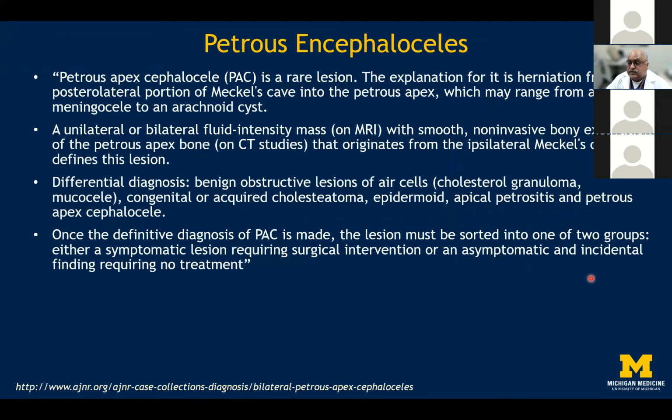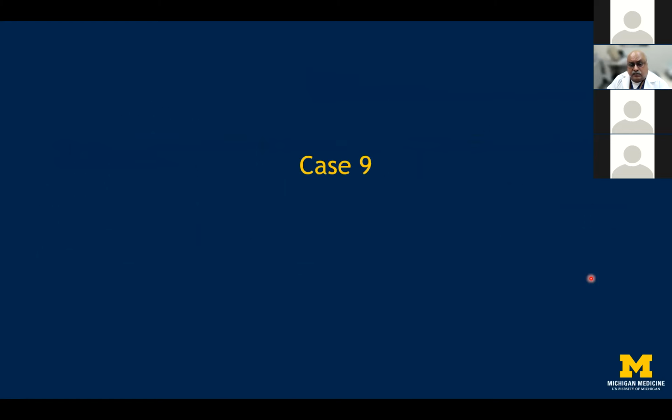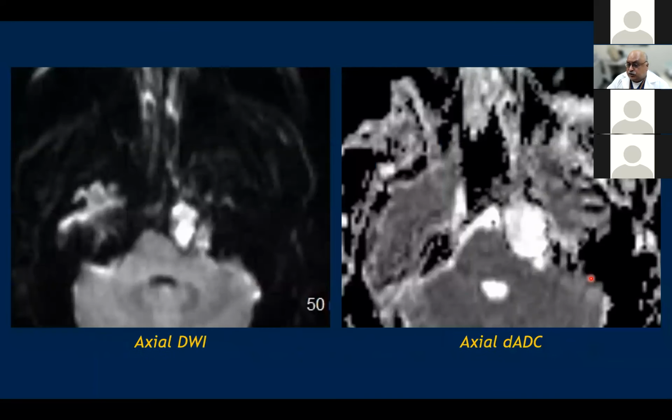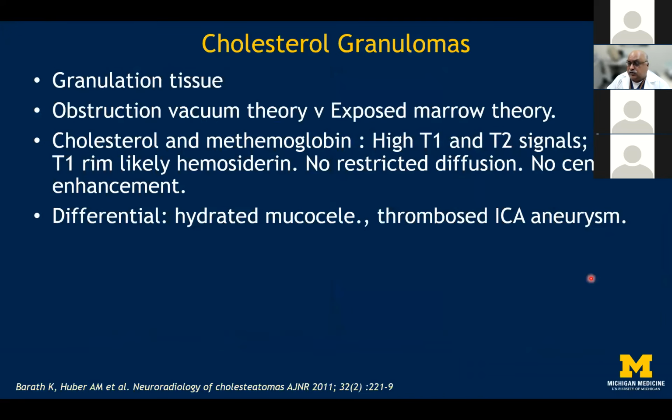These were petrous encephaloceles, which are seen here, and usually they are considered to be some sort of ectasia of the Meckel's cave, and then that dural ectasia just goes inside and forms these herniations of CSF containing spaces. The companion case was this apical lesion, which was hyperintense on T1 weighted sequence and remains hyperintense on post-contrast and T2 weighted sequences. And it was not showing any impeded diffusion. And this was a classic cholesterol granuloma, which contains portions of cholesterol crystals and methemoglobin.